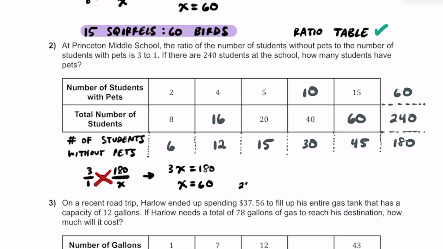And so summarizing this, we can say 240 total students, that ratio here we can say, and if we had 240 total students, 60 of them would have pets. So 60, I'm going to just write with pets.